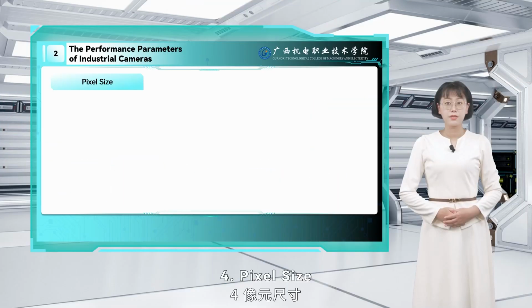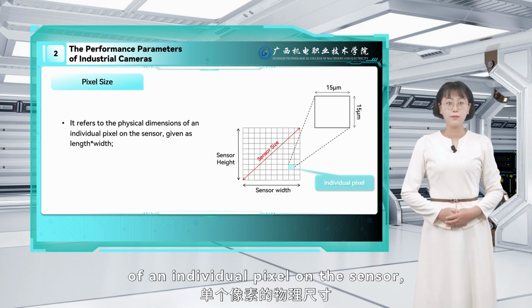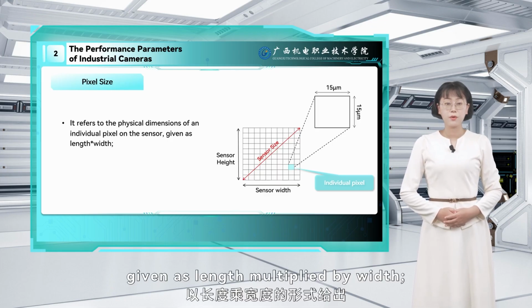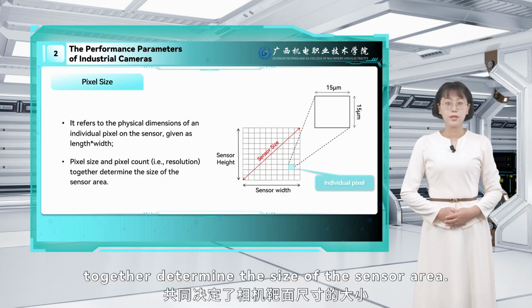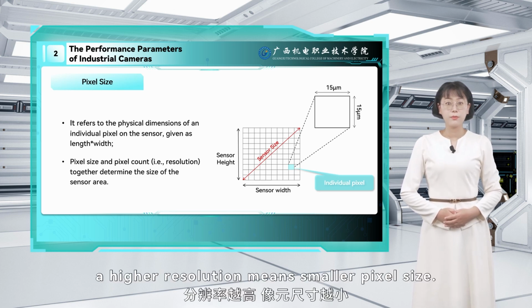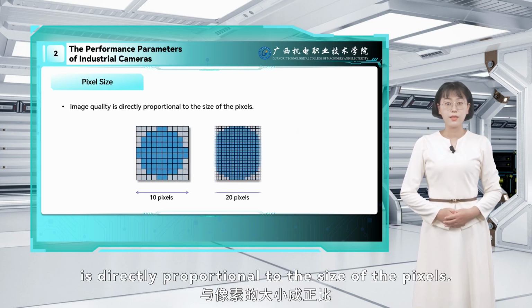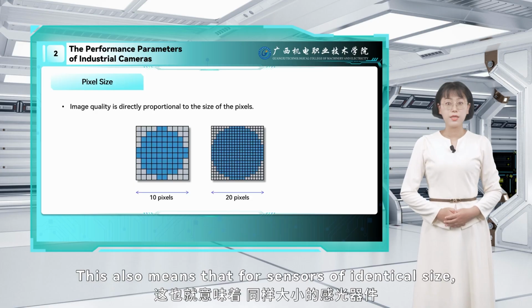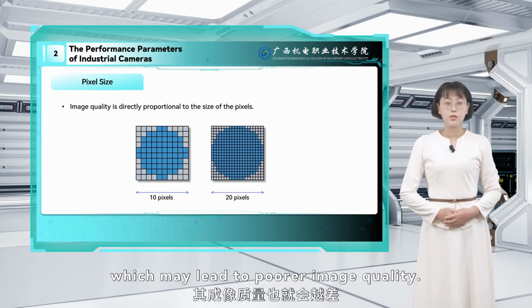4. Pixel size refers to the physical dimensions of an individual pixel on the sensor, given as length multiplied by width. Pixel size and pixel count, i.e., resolution, together determine the size of the sensor area. For a sensor of the same size, a higher resolution means smaller pixel size. Image quality is directly proportional to the size of the pixels. This also means that for sensors of identical size, if the resolution is higher, the pixel size is smaller, which may lead to poorer image quality.